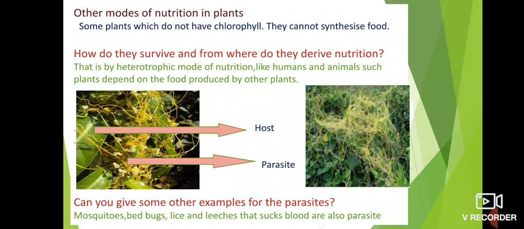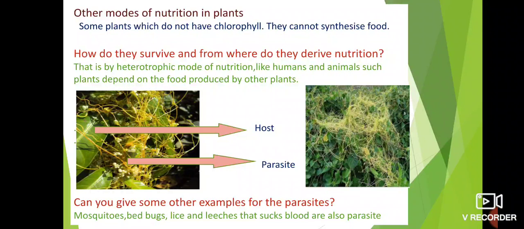Heterotrophic mode means the organism which gets nutrition from other plants, or the organisms which depend on others for their food. The organisms which depend on others for their food are called heterotrophs. Here some plants depend on others for their food, means they do not have chlorophyll, that's why they depend on other plants for their food.